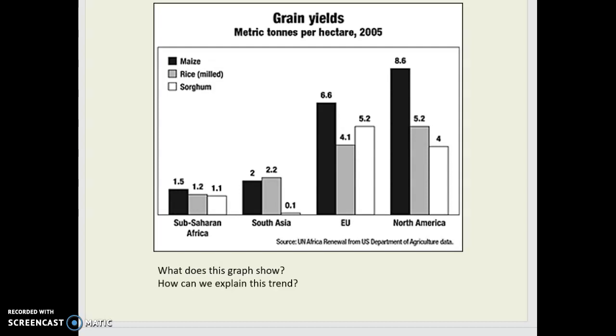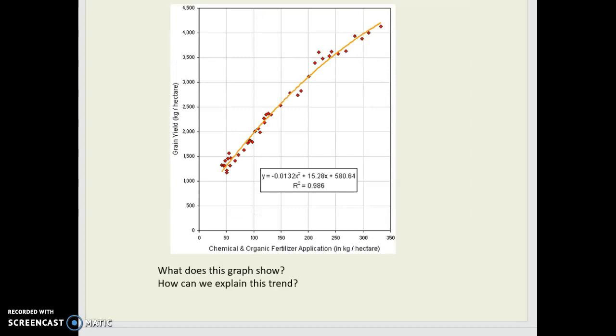you can see the crop yields in the EU and North America are hugely different to what they are in sub-Saharan Africa or parts of South Asia. So we've got to think why that is, and a lot of it is to do with the amount of pesticides and also fertilizers that are put on the crop. So you can see here, this is the amount of yield. The yield's just how much you get, so how many kilograms per hectare you get, and this is showing how much chemical and fertilizer is being applied.